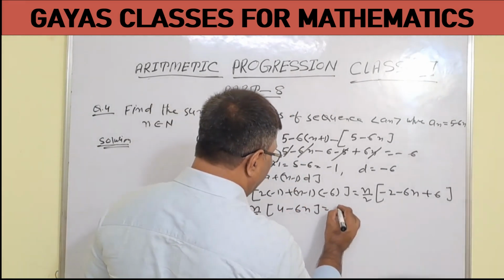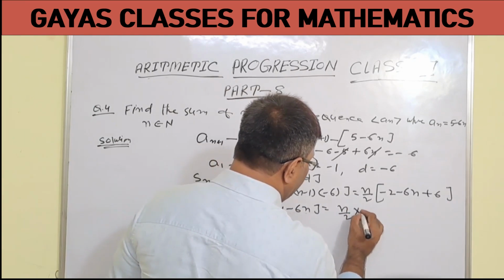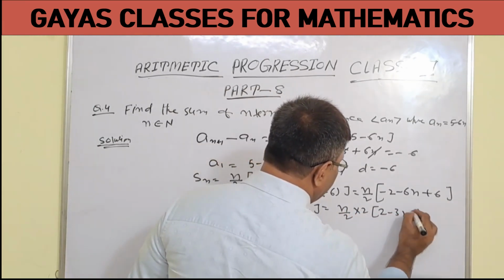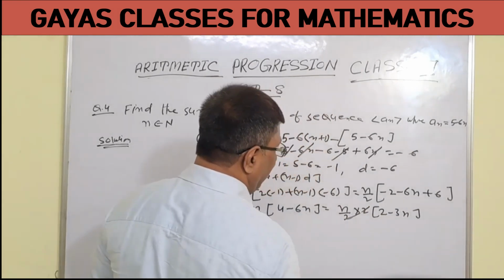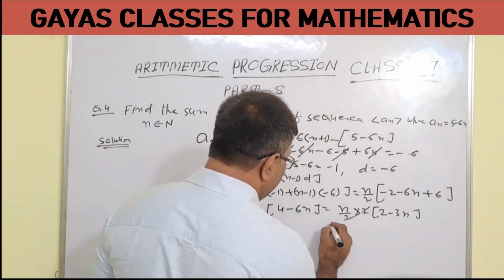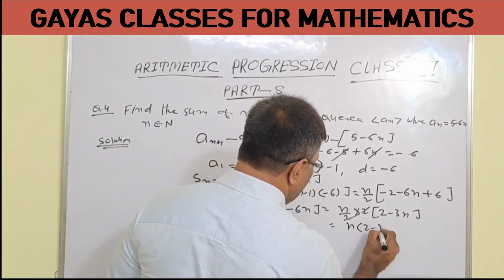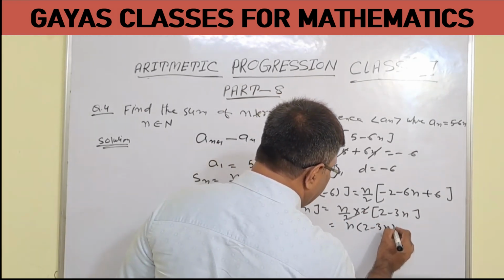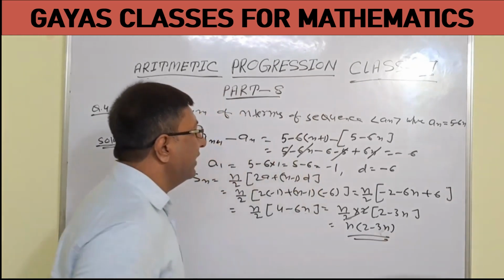When we take common 2, so n by 2 into 2, we will get what? 2 minus 3n, right? So this cancels out. So we will get n into 2 minus 3n. So n into 2 minus 3n is our right answer.